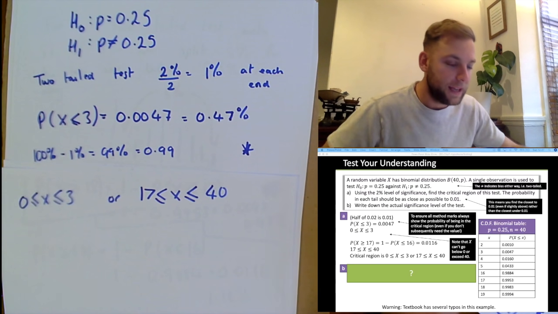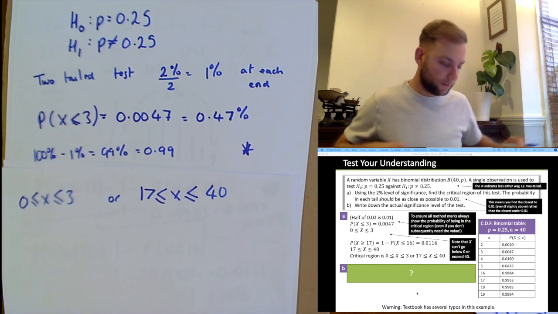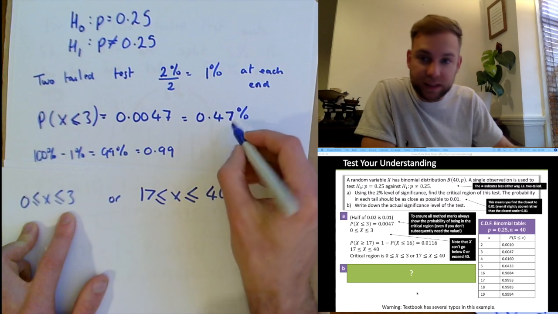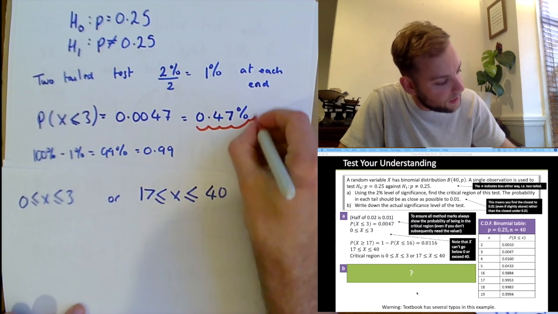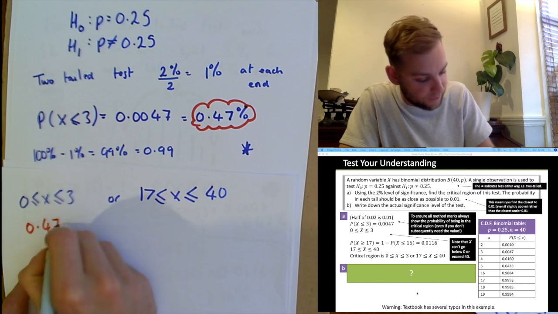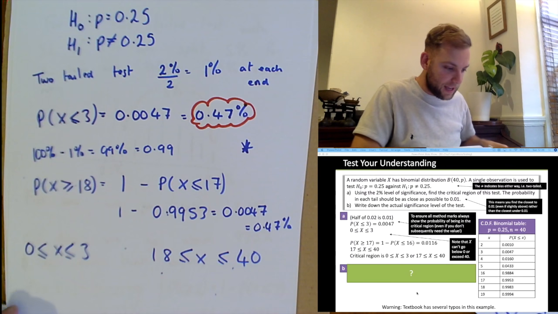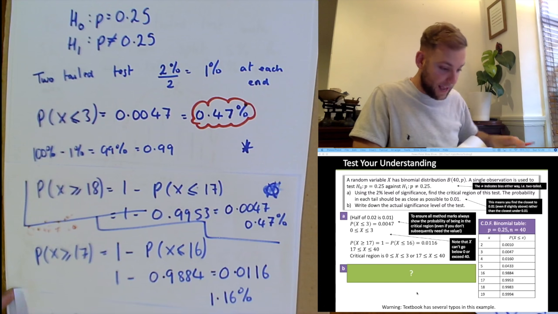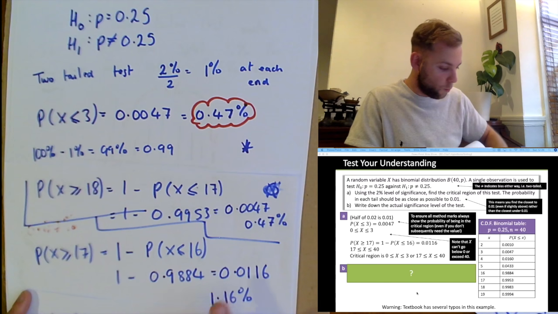So the next part, part B, says write down the actual significance level of this test. Well, we need to think about what is the probability of this happening? Well, we did work that out, didn't we? The probability of this happening is here. Let's do that in red so you can see it. The actual significance level of this is 0.47%. And what's the probability of getting this? Well, it's here, isn't it? The probability of getting 17 or greater is 1.16%.